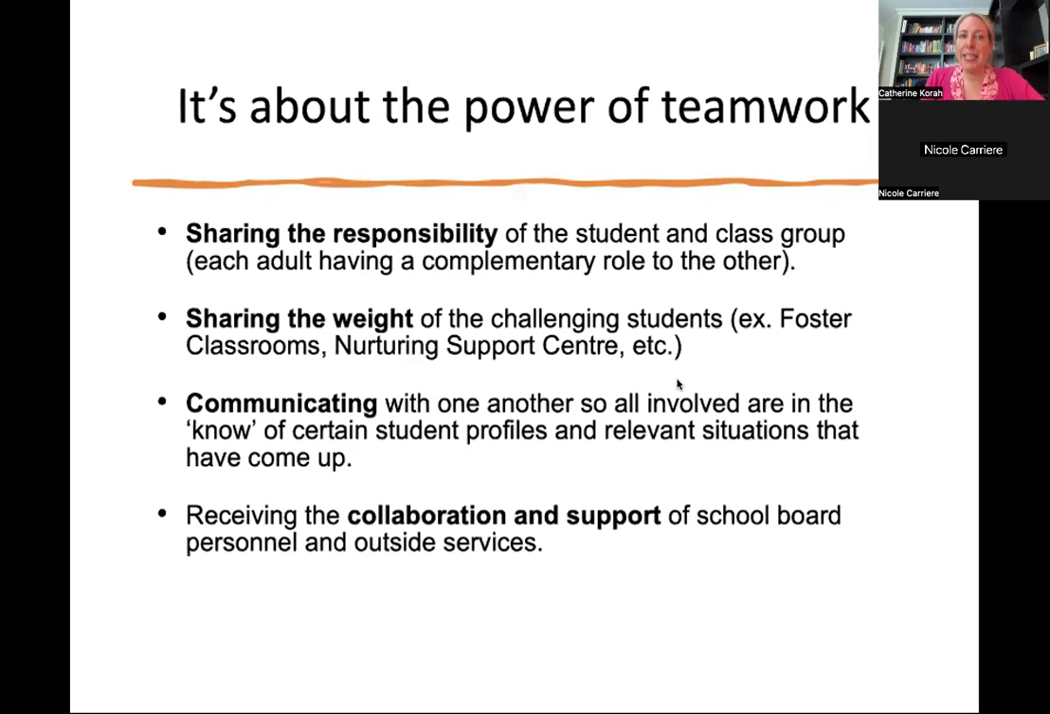I've got many of your schools at ETSB that are starting to put in place nurturing support centers, both at the elementary and at the high school. And so those could be a place where the student can go to take a break and to work on things outside of the classroom. Communication is so important, that all of the members of the team who are involved with that student are in the know of what works for the student, what doesn't work, and if things have changed in their plan of action. And of course, receiving the collaboration and support, not just within the school walls, but also from the school board personnel and outside services if needed.